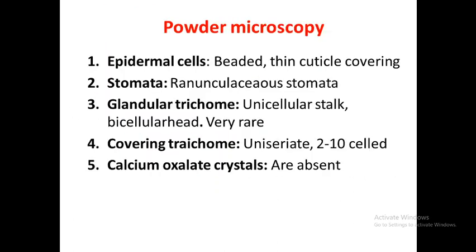The powder microscopy shows the beaded thin cuticle covering epidermal cells, ranunculaceous or anomocytic stomata, then glandular as well as covering trichomes. The glandular trichomes have a unicellular stalk with bicellular head, which are very rare, but the covering trichomes are more predominant, which are uniseriate in nature with 2 to 10 cells. The calcium oxalate crystals are absent in this plant.